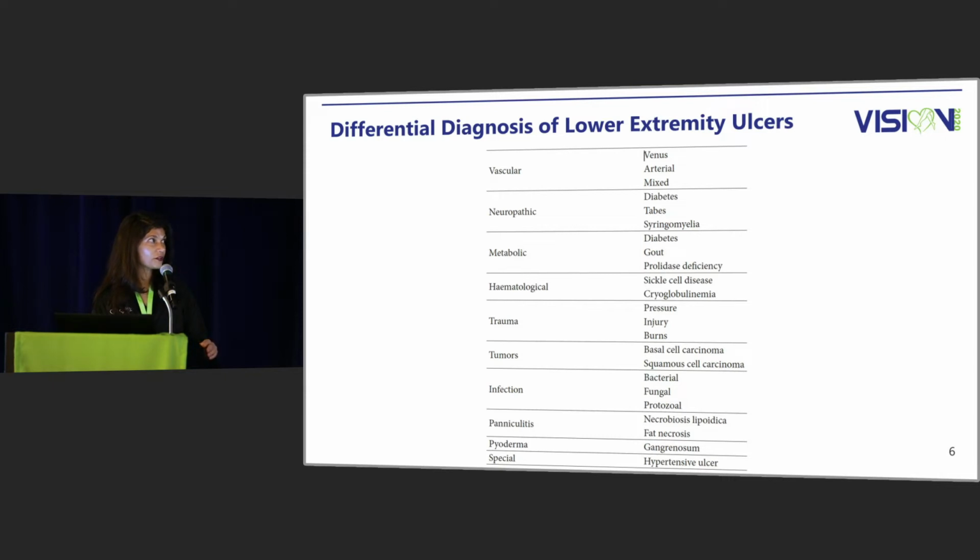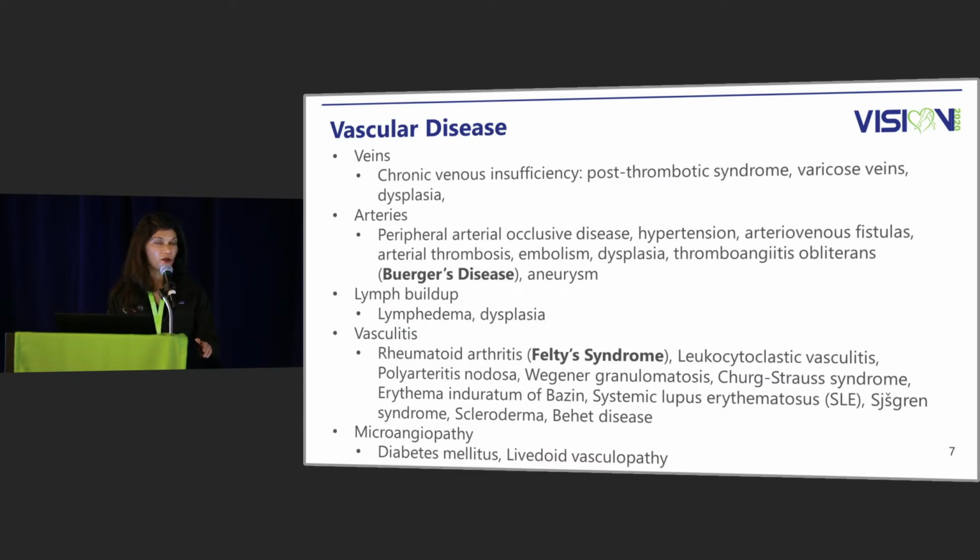So ulcers in the lower extremity can be divided into vascular, neuropathic, metabolic, hematologic, trauma, tumors, infection, pyoderma, and special. So again, that's a 3-hour talk. So in the vascular realm, there's veins. I'm not going to get into that. We all know venous ulcers very well. What I'm going to get into are the other types of ulcers.